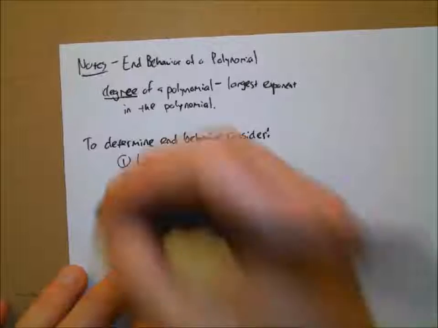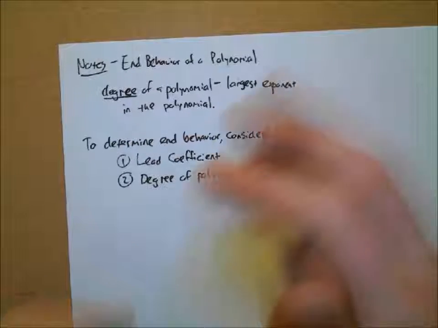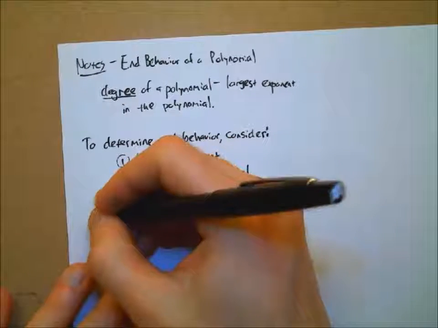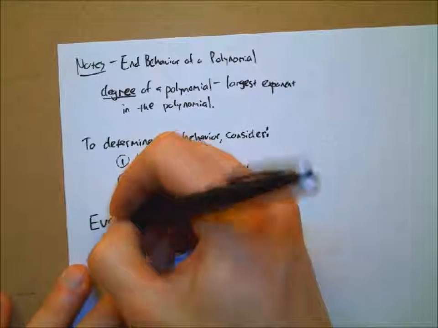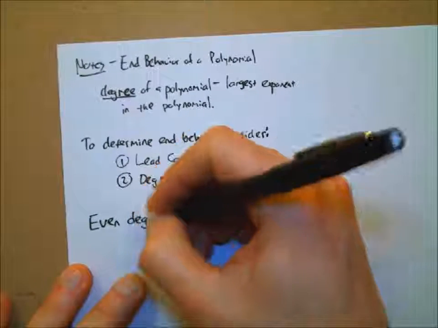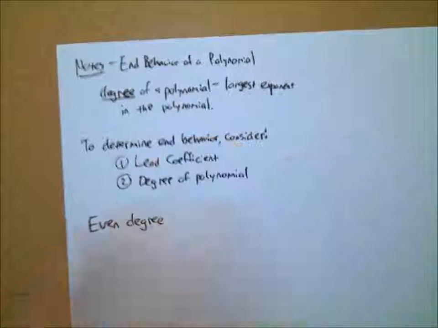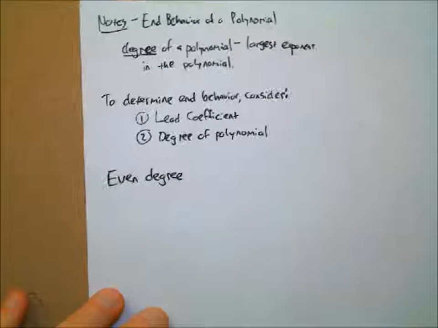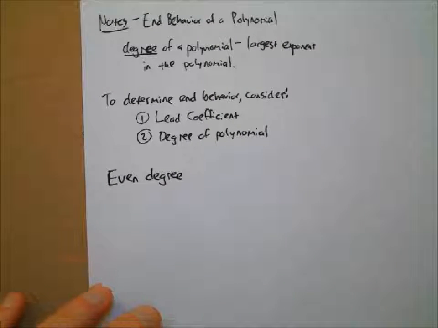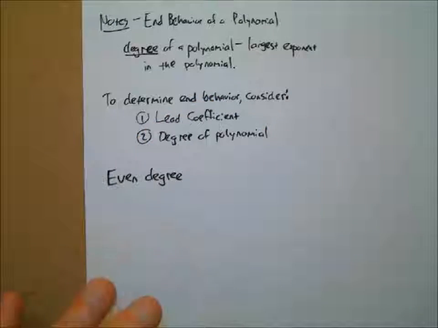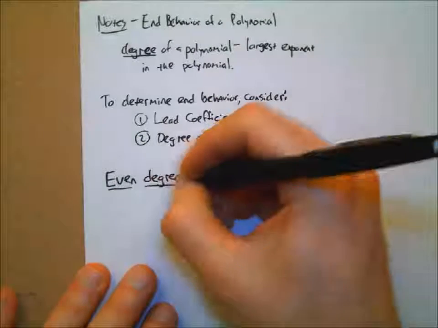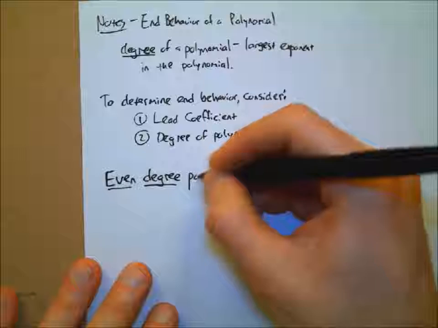All right, so we're going to break this down and organize it some. Let's first start with even degree polynomials, because we've been working with quadratics, and those are even degree. What is the degree of a quadratic? 2, because it's x squared. They all have an x squared with them. So, even degree polynomials.